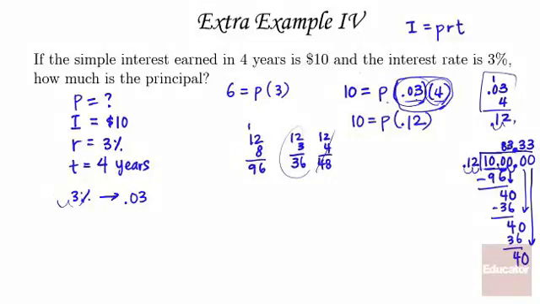So 83.33 would be the same thing as $83.33. So P, when I divide this number by this number, I get $83.33.